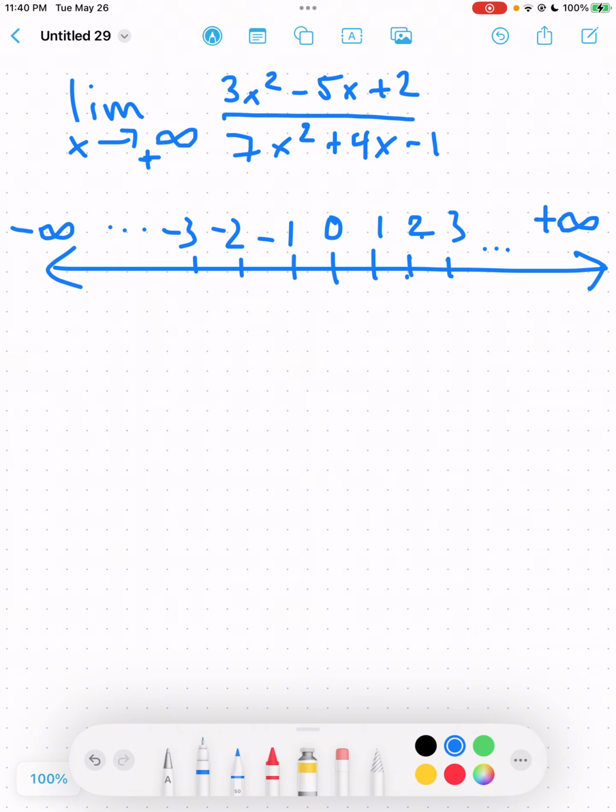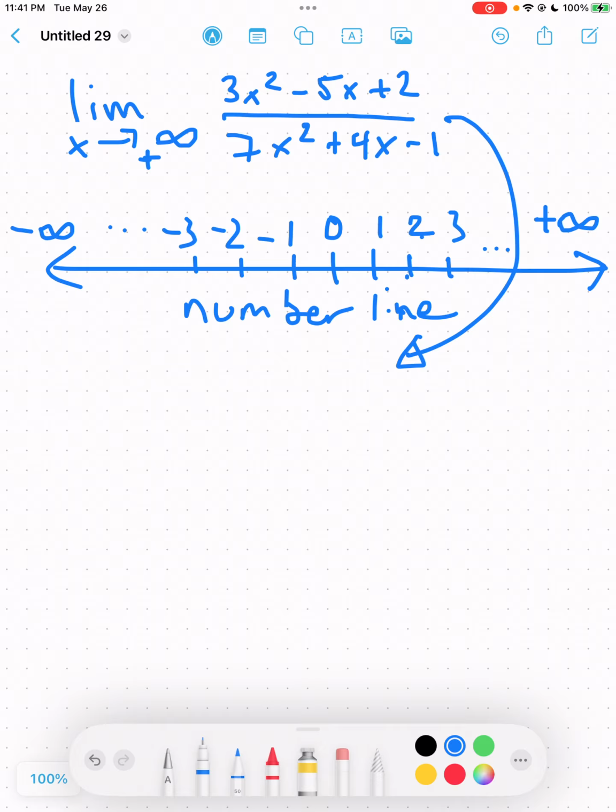So what we can do with this in the next step, I'm going to move this down here and skip that negative infinity to positive infinity number line. They call this a number line, right? Messy. Just for review. So if we have 3x squared minus 5x plus 2, if we multiply both top and bottom by 1 over x squared, what do we have?